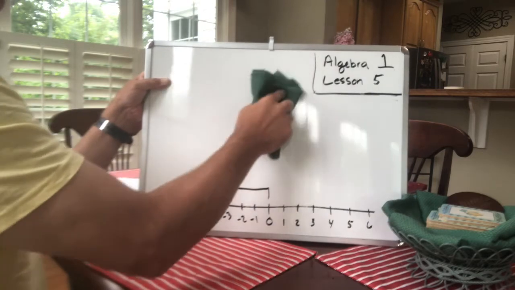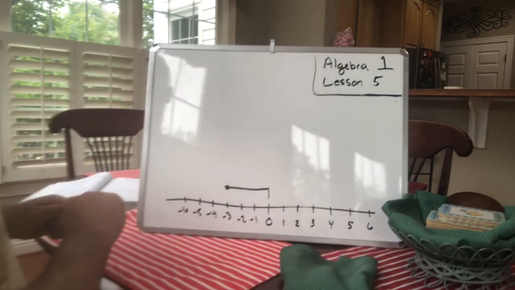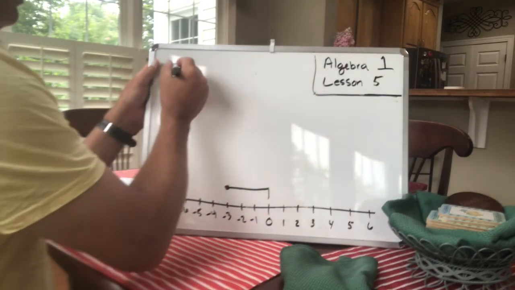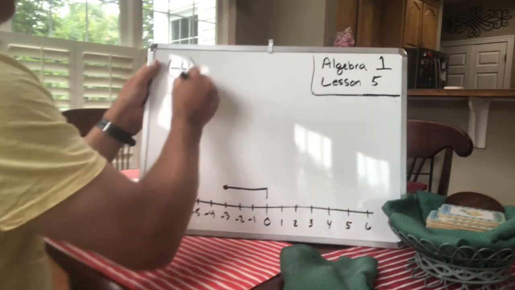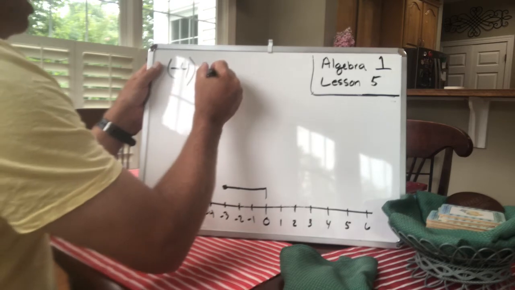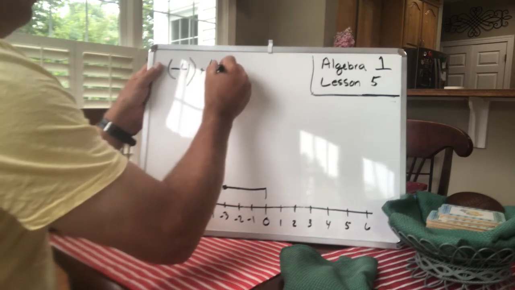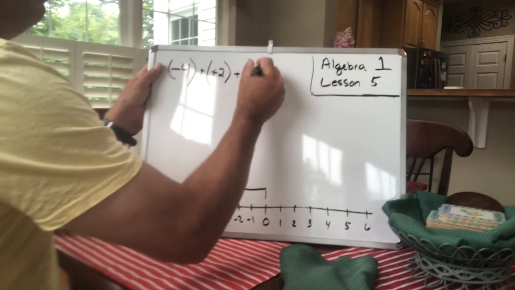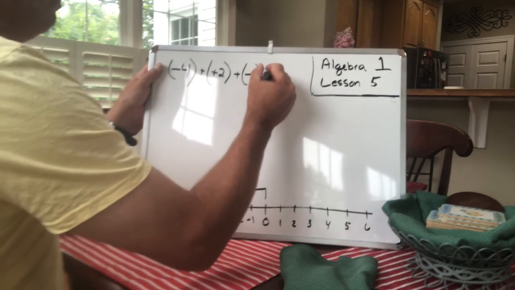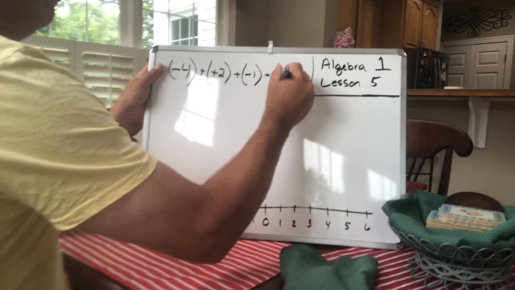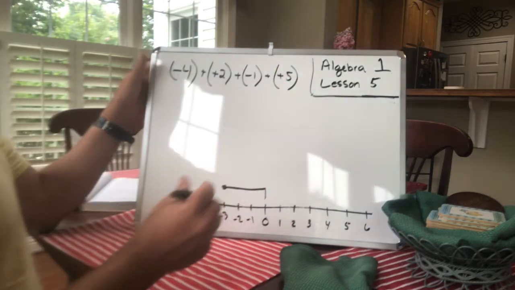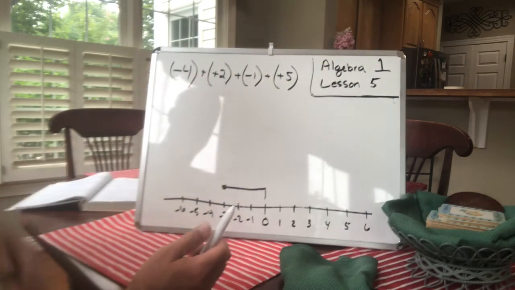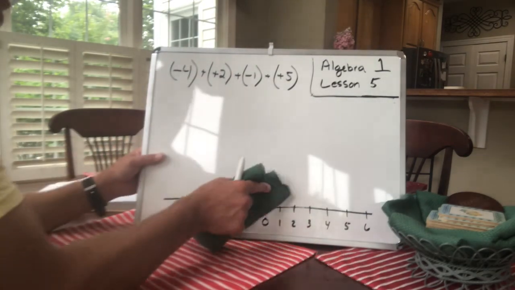All right. Example 5.6. This is the last one I'll do. -4 plus +2 plus -1 plus +5. Okay, it doesn't matter what order that we add them in. We could switch them all around. It's still going to come up with the same answer.